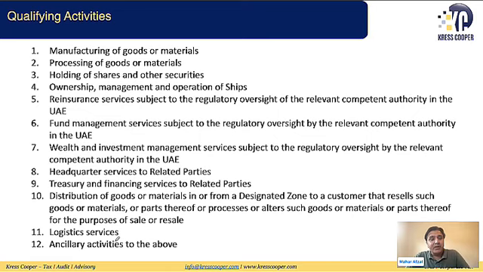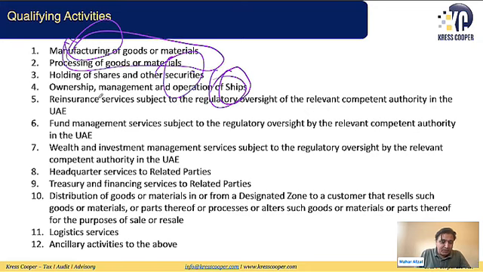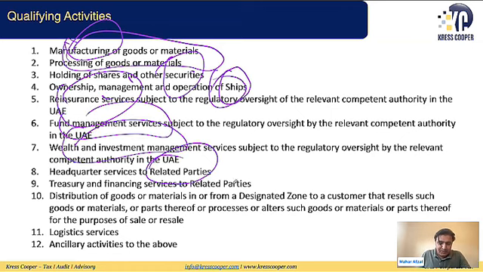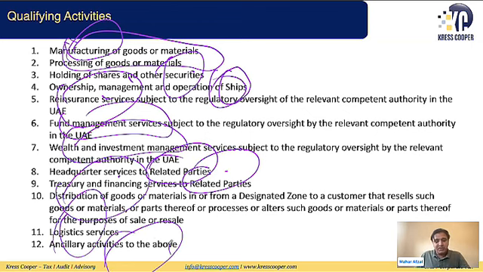None of the activities is a qualifying activity for the real estate business. Because the qualifying activities are manufacturing, processing of goods and materials, holding of shares and other securities, and the ownership, management, and operation of ships. Basically, these first two are manufacturing, then ships, holding securities, insurance services, reinsurance services, fund management services, wealth management services, financing of related party transactions, distribution, logistics services, and any ancillary services.